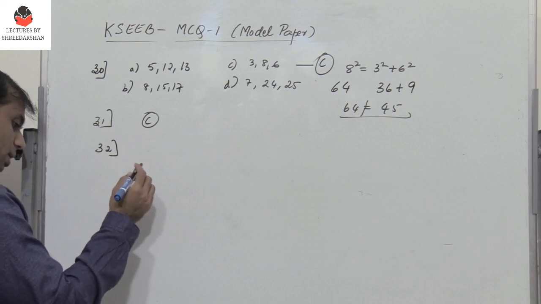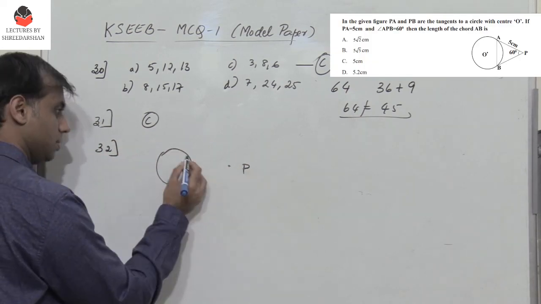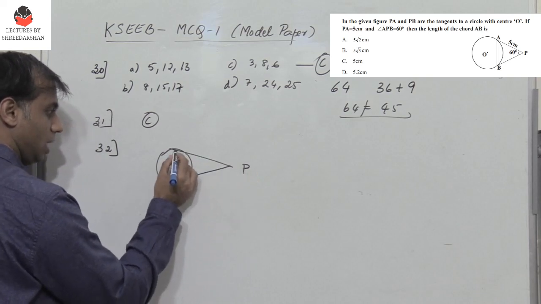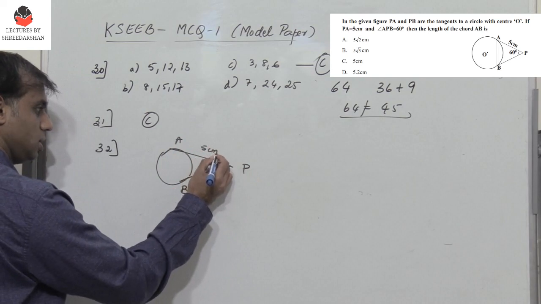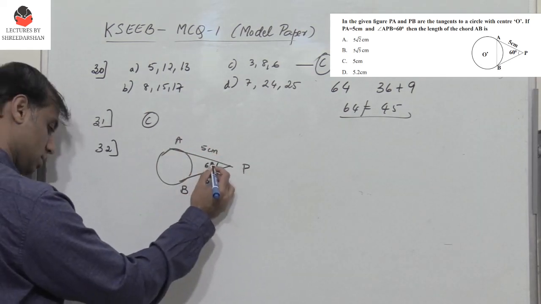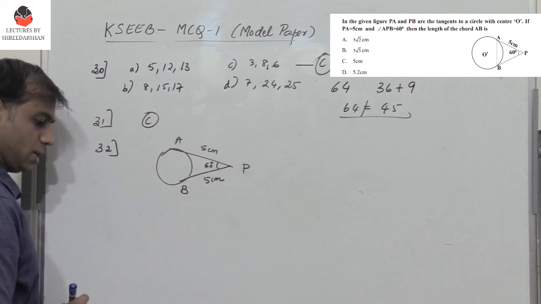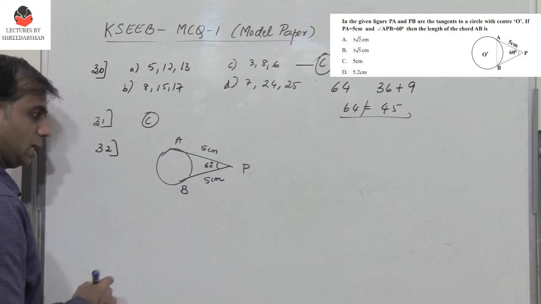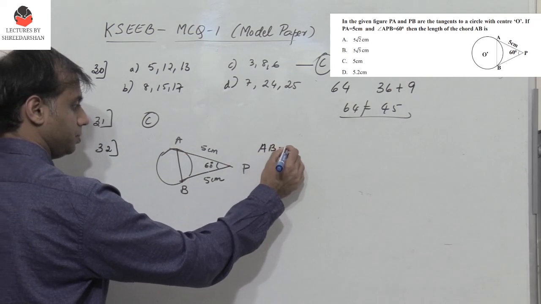32nd one. There is a circle and there is a point P. So you have PA and PB. These are 2 tangents. Each of them are of length 5 centimeters. This angle is 60 degrees. We need to find the length of the chord. So what is the length of the chord? We need to find. So I need to find AB.